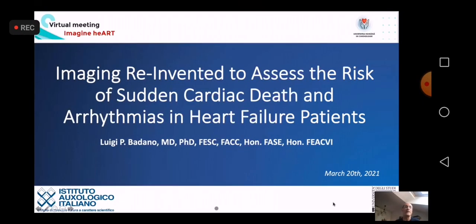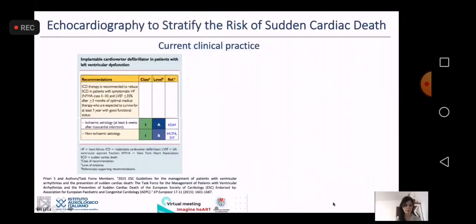So the topic is imaging reinvented to assess the risk of sudden cardiac death and arrhythmias in heart failure patients. As a first sentence, I would say that I didn't reinvent anything, but I will try to show you some nice data that we can get from current imaging modalities to stratify those patients. So let us start from the end.